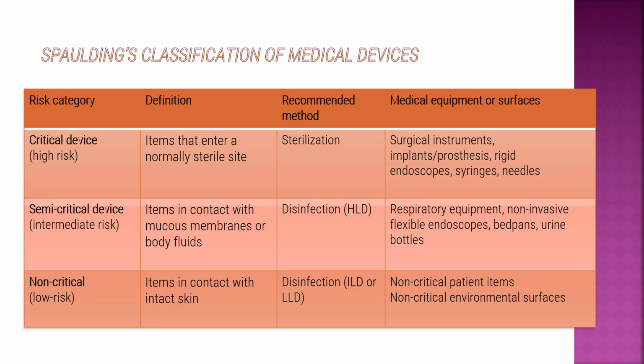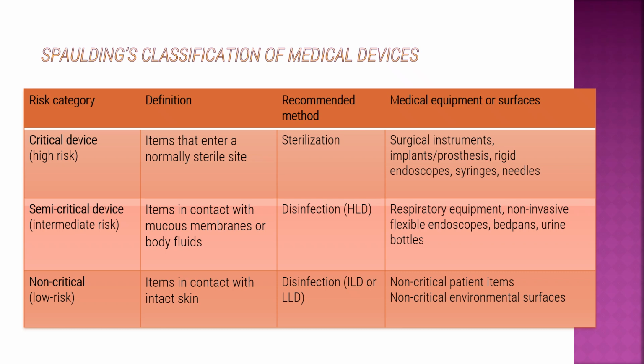So, the Spalding classification for medical devices. Critical devices are high risk: items that enter normally sterile sites. The recommended method is sterilization, and the medical instruments are surgical instruments, implants, prostheses, rigid endoscopes, syringes, needles.